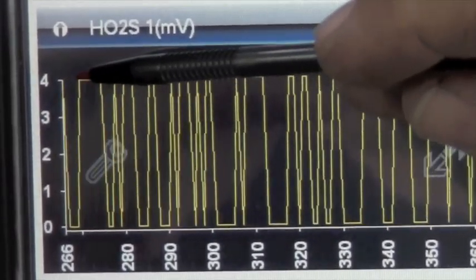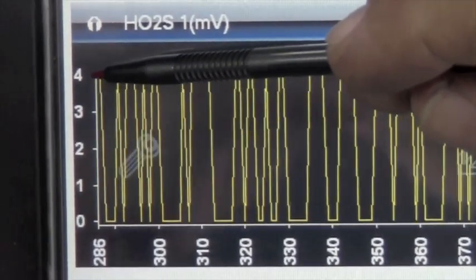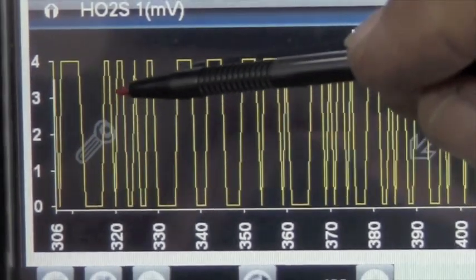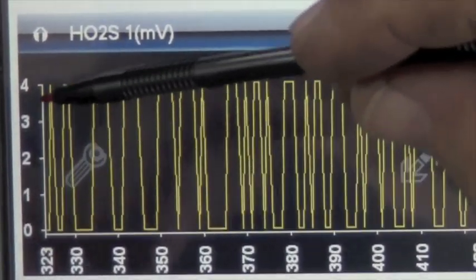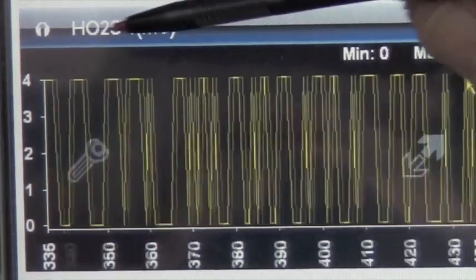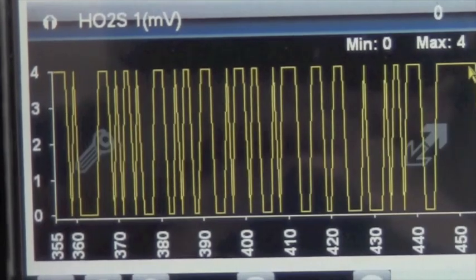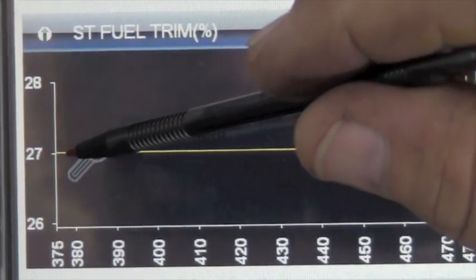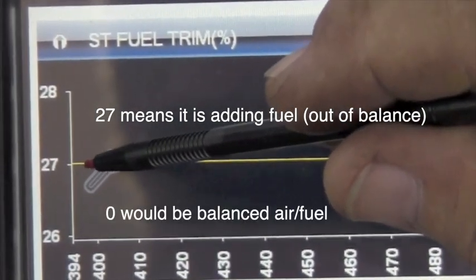Now if we got this to where it would be normally reading, you'd have 0 here and you'd have 1 volt up here with 500 millivolts in the middle. So don't be deceived just by the physical appearance. Also look at your data. We're only reading a maximum of 4 millivolts. Now our short-term fuel trim is reading 27. Short-term fuel trim should be hovering somewhere around 0.